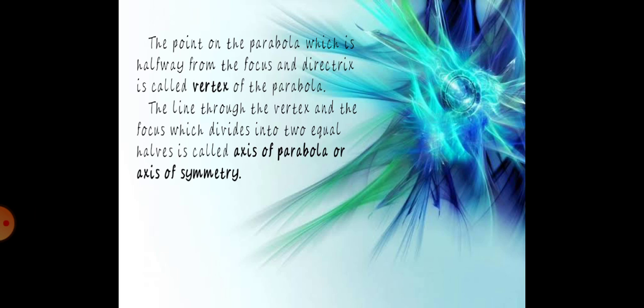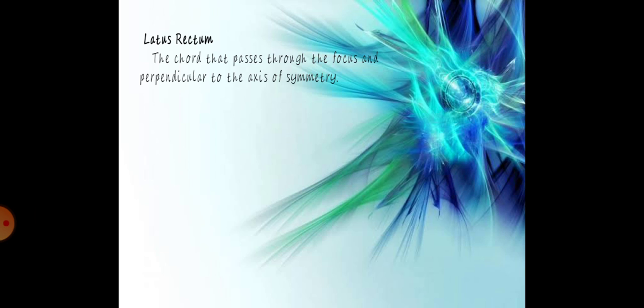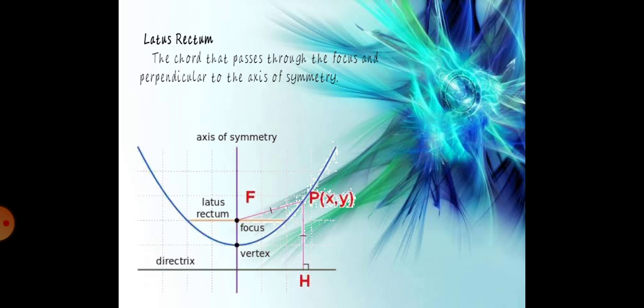And the line through the vertex and the focus which divides the parabola into two equal halves is called the axis of the parabola or axis of symmetry. And the latus rectum is the chord that passes through the focus and is perpendicular to the axis of symmetry. So we have here an example of a parabola. This is how the parabola looks when we graph it. As you can see in the graph, there are labeled points and lines.